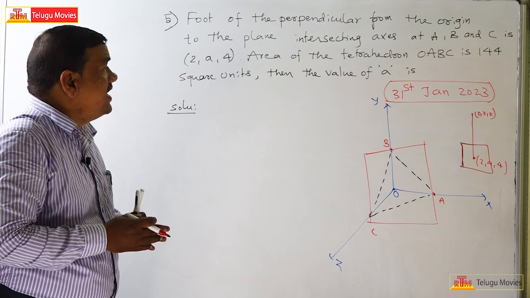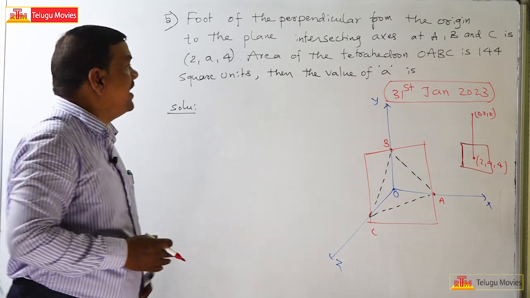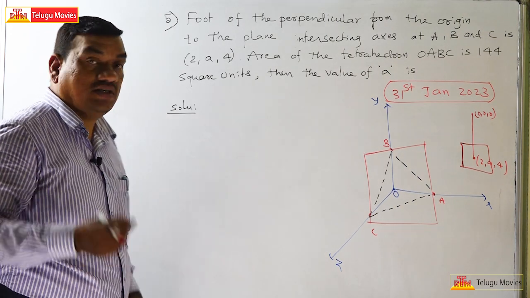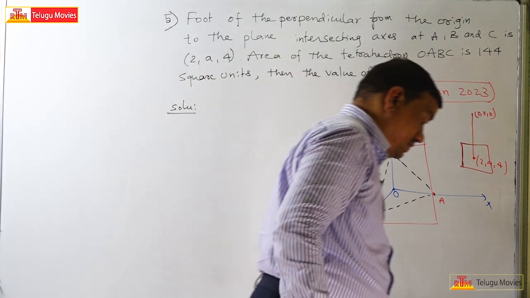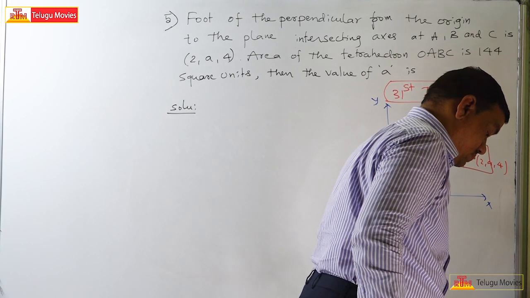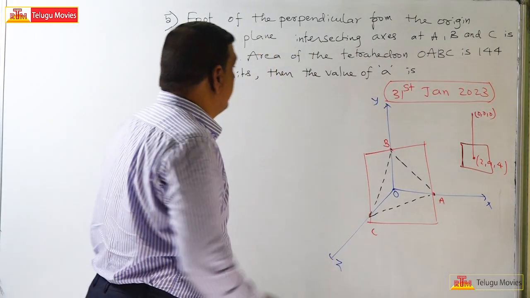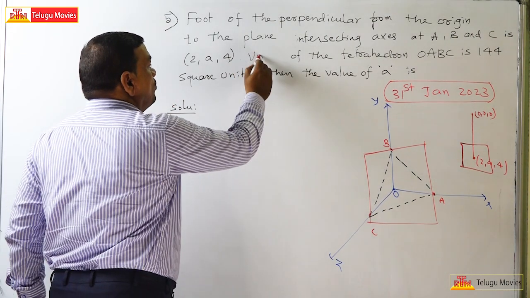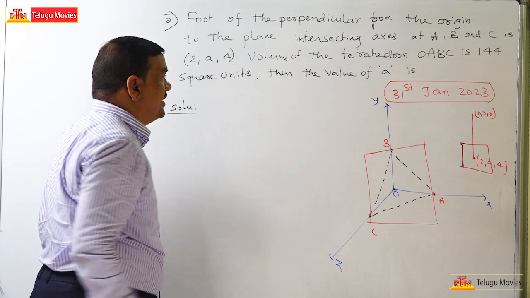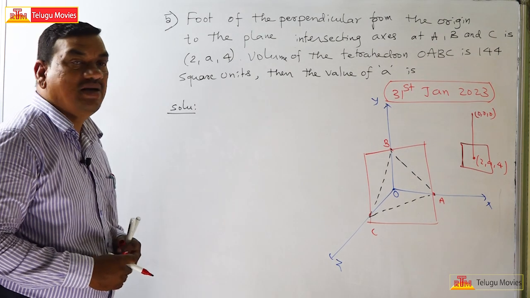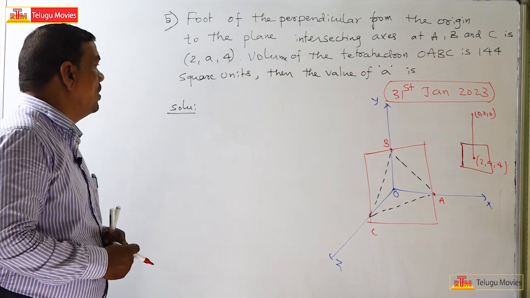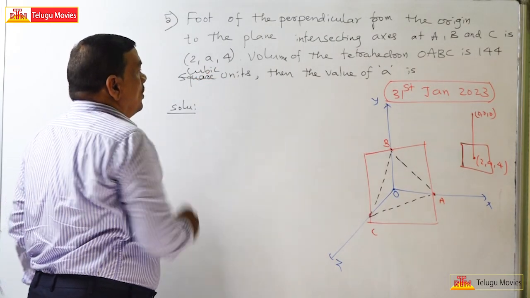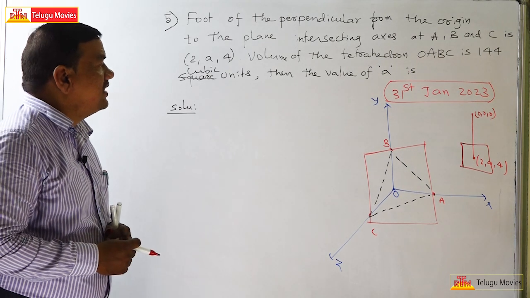Its area is given. Actually, this is not area, it is the volume of the tetrahedron that is given. Let us check the problem. The volume of the tetrahedron OABC is given as 144 cubic units. Then the value of a is.